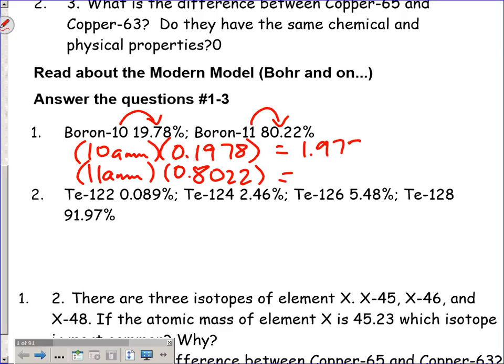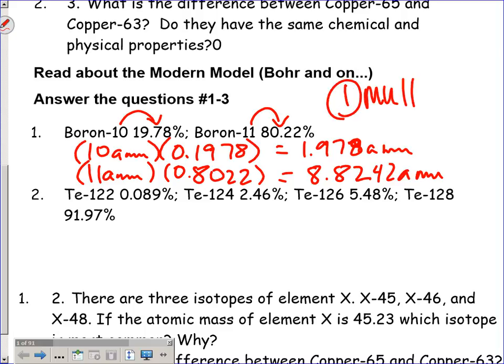1.978. Please tell me that's right. Okay, so just multiply by 10. And then the last one? Is 8.8242 AMU. Okay. So step 1, multiply mass by percent as a decimal.